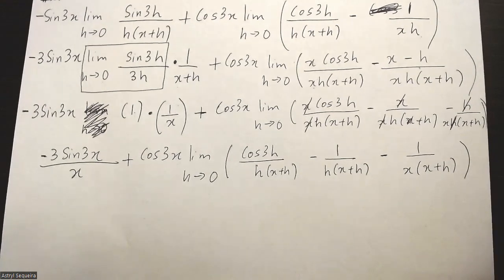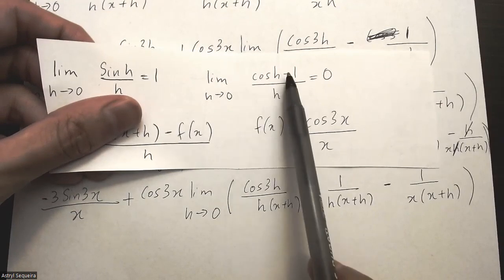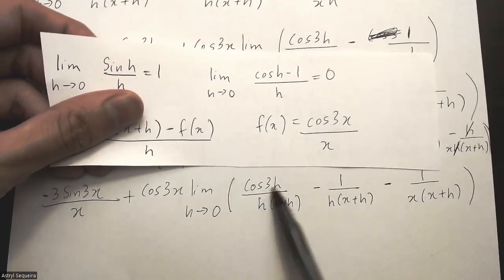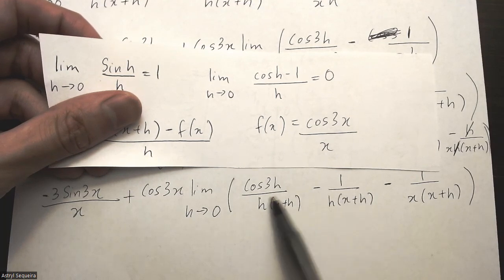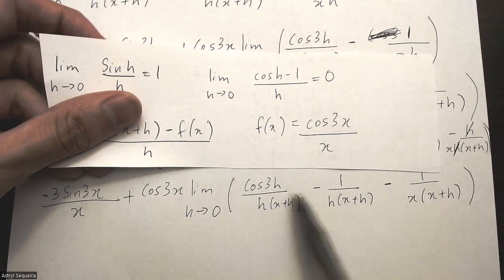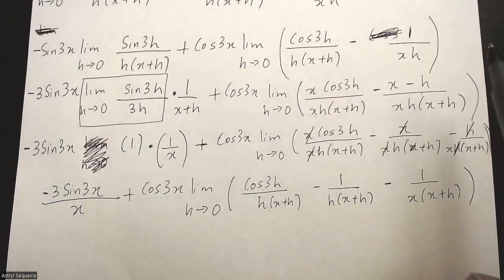minus 1 over x plus h. So now this is getting really close to this identity right here of cos h minus 1 divided by h. This is really close to that in this step over here, basically using these two terms. So I want to split these two terms from this one so we can get to this identity over here.